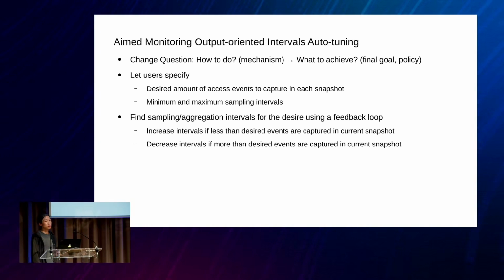And then the auto-tuning mechanism uses a feedback loop internally to find the optimum sampling and aggregation intervals by increasing both sampling and aggregation intervals if less than the desired amount of events are captured in the current snapshot, and vice versa, decreasing the intervals if more than the desired amount of access events are captured in the current snapshot.